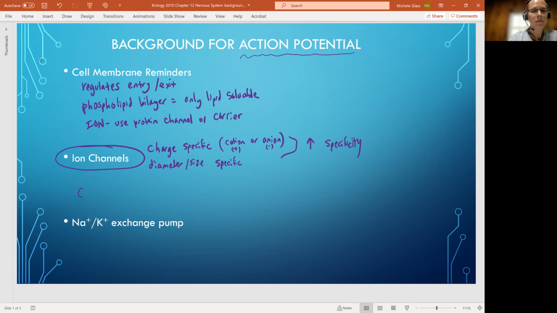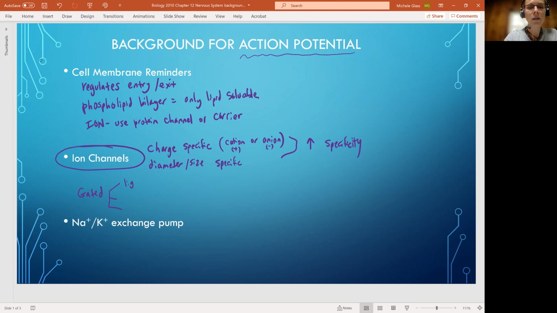And then we also talked about how they could be gated. If they're gated, I like to use the idea of the gate can close or open. When we say close, we should really think of deactivate. And when we say open, we should really think of activate. So we're going to see there's actually several different types of gated channels. We're going to talk about 3 examples.